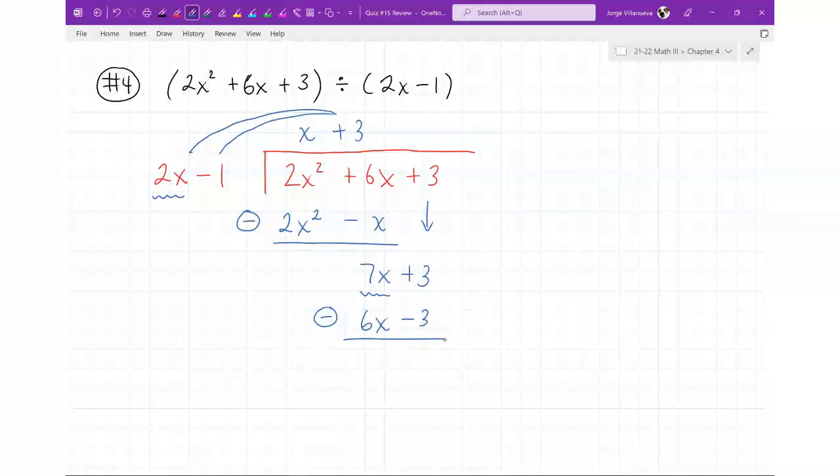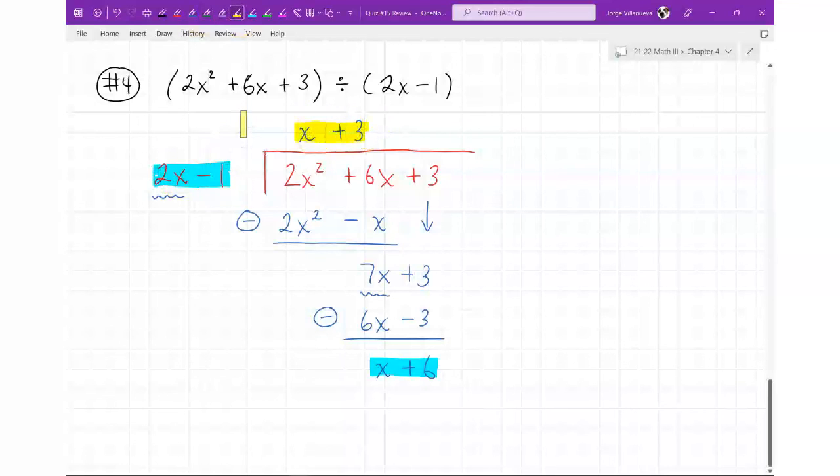Now, at this point, what you're going to do is you're going to subtract this out. This gives you x, and 3 minus a negative 3 is a plus 6. Now, since there's nothing else to drop, this is my remainder, and it's going to fall over this number. So my answer for this problem, here's my solution, x plus 3, is going to look like this: x plus 3 plus x plus 6 over 2x minus 1.